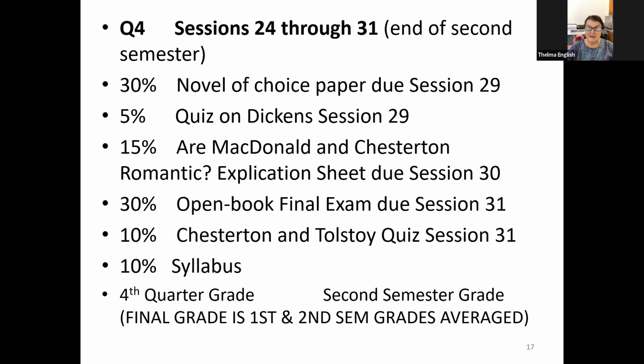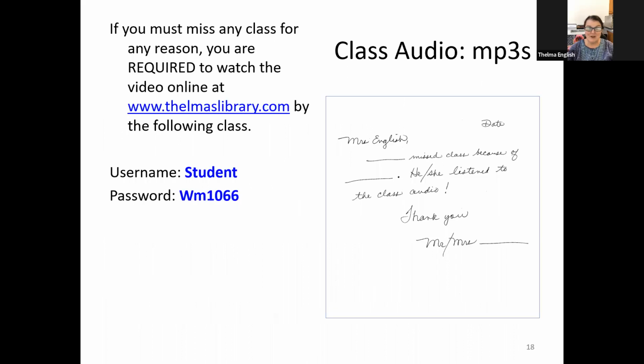Q4, the end of the year, you get to pick a novel of your choice, Charles Dickens or somebody like that. And then we do read a short story for Dickens with a quiz. We read from George MacDonald. He's the guy that inspired C.S. Lewis to write. That was George MacDonald. And Chesterton, we're going to be reading from G.K. Chesterton. And another exam, more quizzes for all the short stories that we read. And that's how we do our grading.